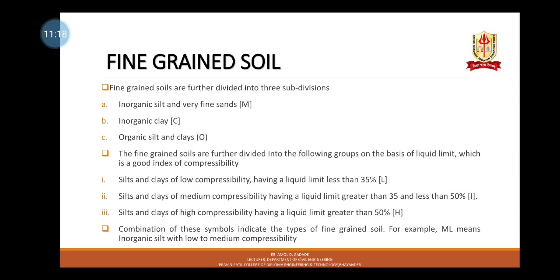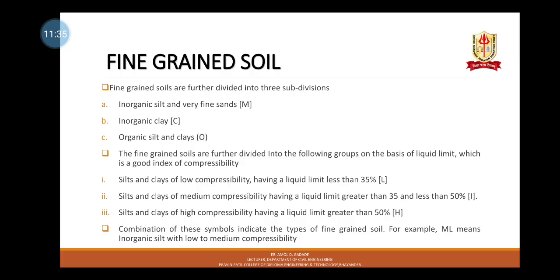Second one is fine grained soil. Fine grained soils are further divided into three subdivisions: inorganic silt and very fine sand, that is M; inorganic clay, that is C; and organic silt and clay, that is O.